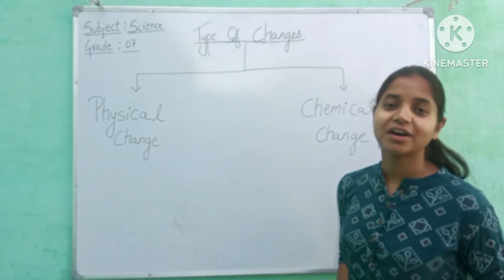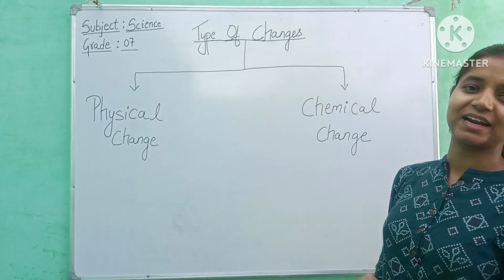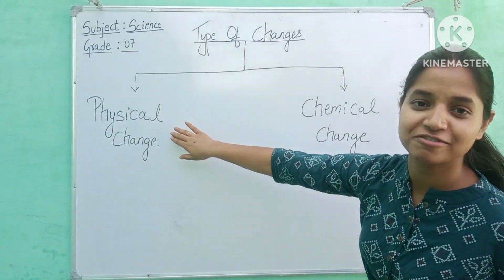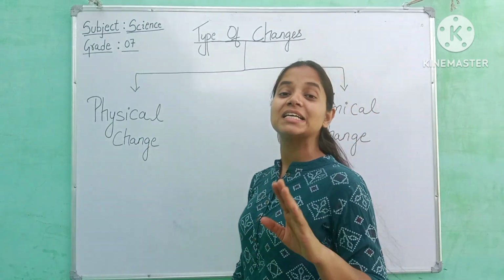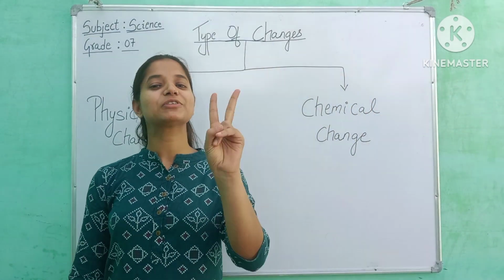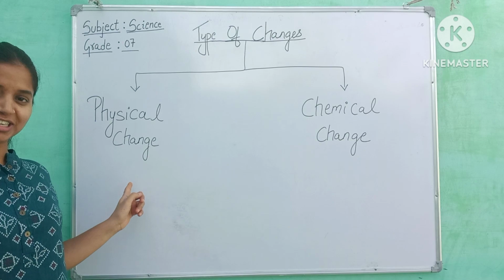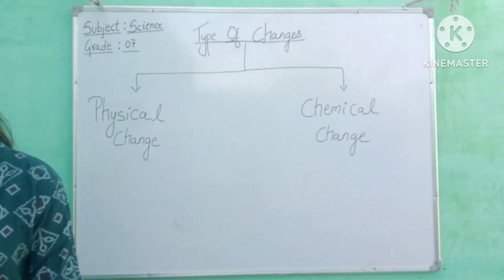Now, changes are broadly classified into two categories. That is, first physical change and second is chemical change. Okay, remember, changes are broadly classified into two categories. First is physical change and second is chemical change.